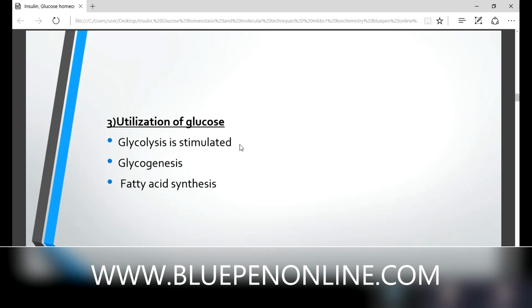Our topic is utilization of glucose. How is this glucose utilized? It can enter into different pathways. I think you told me you love metabolism. So what is glycolysis? What is glycogenesis and what is fatty acid synthesis? After digestion and absorption, glucose enters the body. Now glucose is in tissues. What happens to that glucose? How is it utilized?